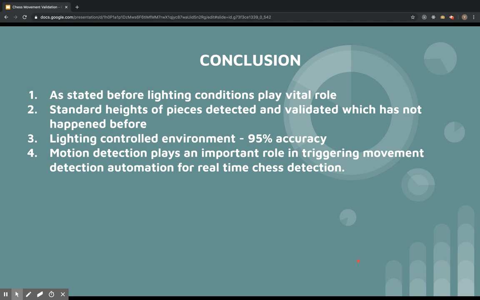And motion detection is also something that was an original idea in this paper. As soon as the motion detection occurs, there's a trigger for the movement detection as well in an automated manner. And these are essentially the biggest things explored in this paper.